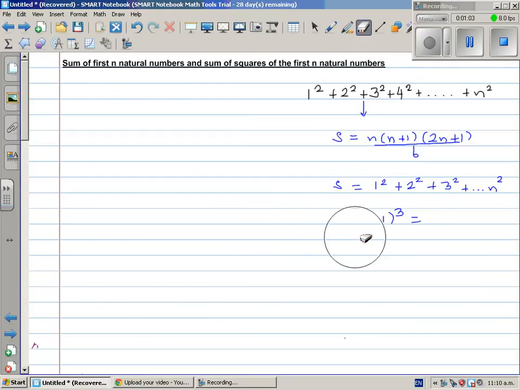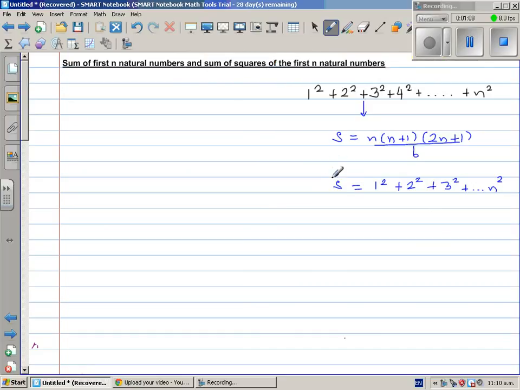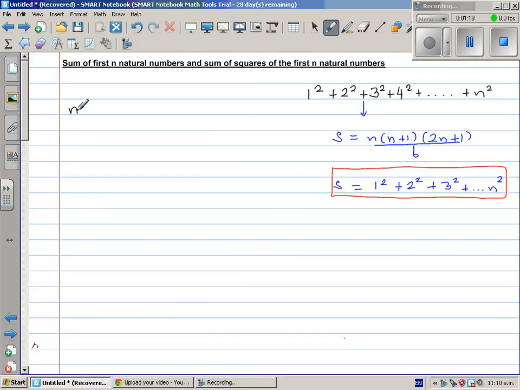n cubed minus (n minus 1) cubed. So we are defining our S as 1 squared plus 2 squared plus 3 squared plus up to n squared. So we start like this. So we know we'll have to simplify n cubed minus (n minus 1) the whole cube. So this is equal to n cubed minus (n minus 1) times (n minus 1) the whole squared.